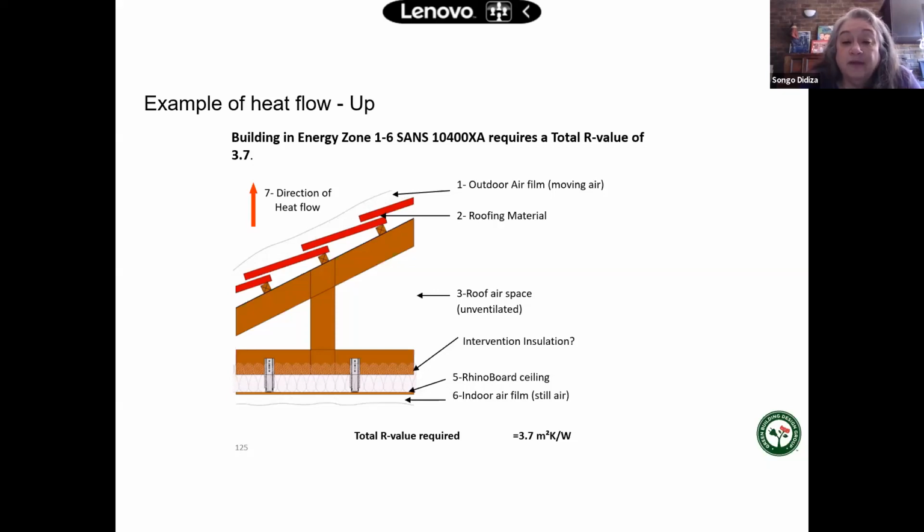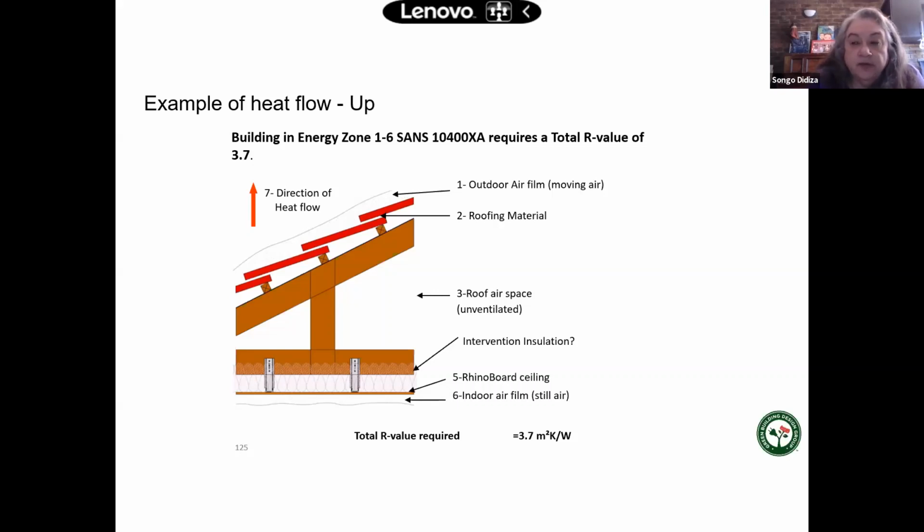called outdoor air film and indoor air film. Think of when you stand next to a wall, you will either feel that right next to that wall, there's a slightly cooler feel or a slightly warmer feel, depending on if you're inside or outside. And that little film of air adds to the R value of the system. So we do include it.